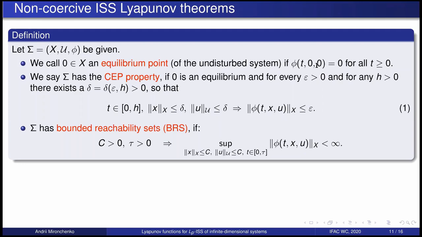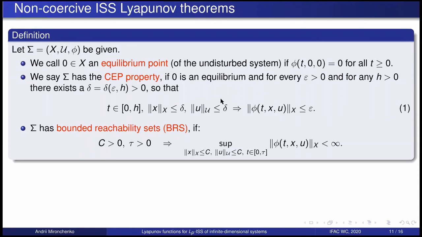We say that sigma has the continuity at equilibrium point property if zero is an equilibrium and the flow map is continuous with respect to the state and input at this equilibrium.